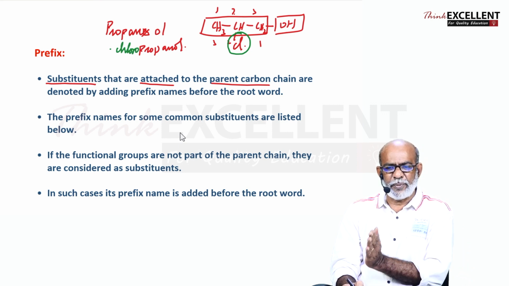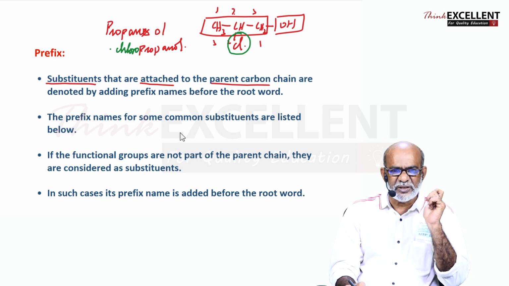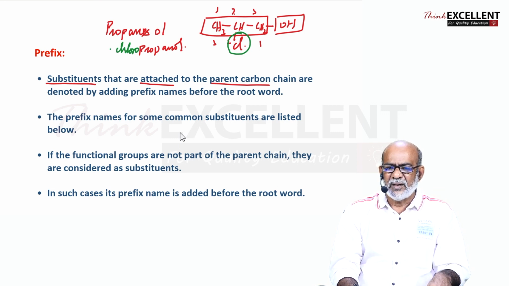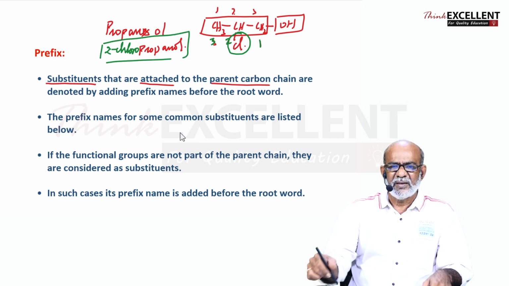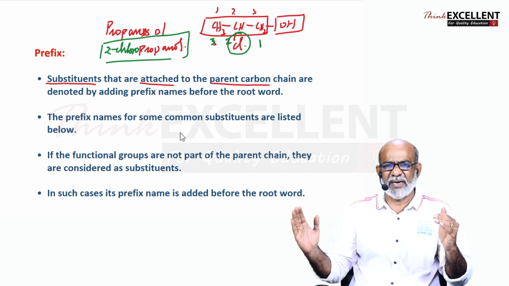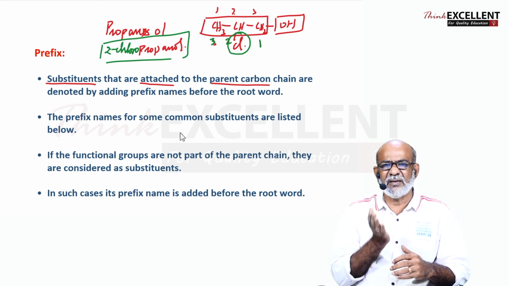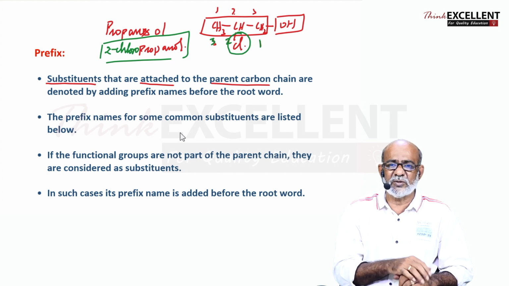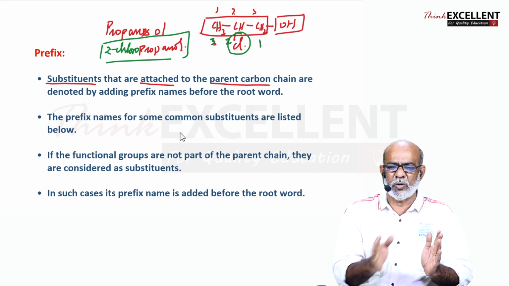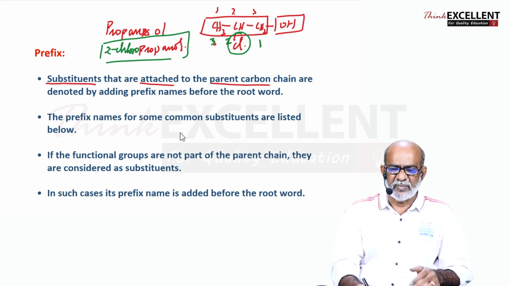So this is chloropropanol, but you should mention the position of the substituent. Here I start from here, this is 1, this is 2nd, this is 3. The chlorine is present at the second carbon, that's why this is called 2-chloropropanol. So this is a prefix. Any substituent present in the longest chain as a branch comes as a prefix. Here the chlorine is a branch at the second carbon, so it comes as a prefix, so 2-chloropropanol. The names for some common substituents are listed below.